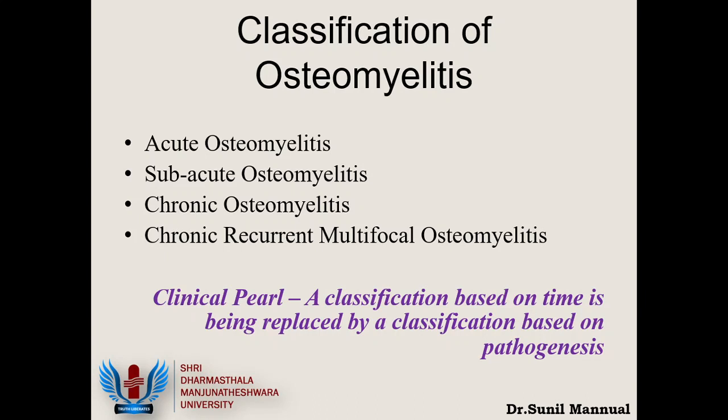So how do you understand that it is a subacute osteomyelitis? There are going to be clinical and radiological findings that suggest that the body's immune response is doing something to fight against this osteomyelitis. And finally, coming to chronic osteomyelitis. In chronic osteomyelitis, the infection has taken so much control over the body that the body is not able to fight it anymore.